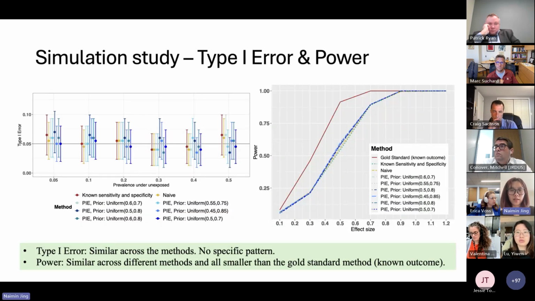For type 1 error and power, we find that they have similar performance across all the methods. The type 1 error is always around 5%. The power increased as the effect size increased, and the power is smaller than the gold standard power, where the true outcome was known.